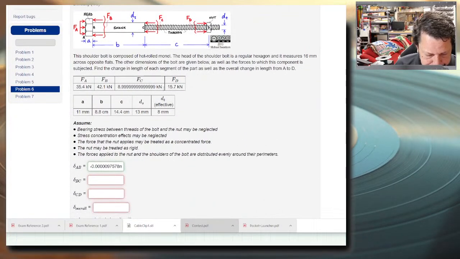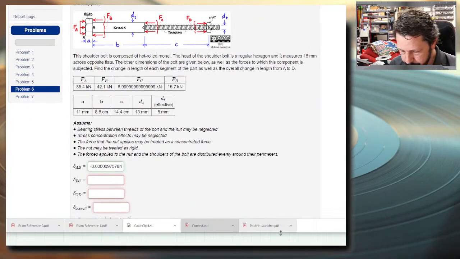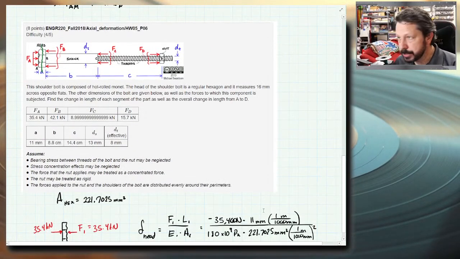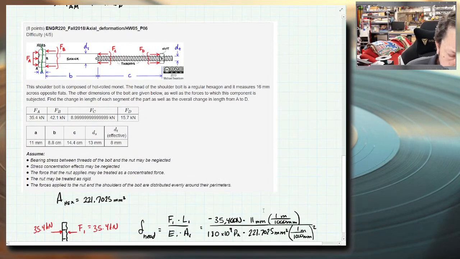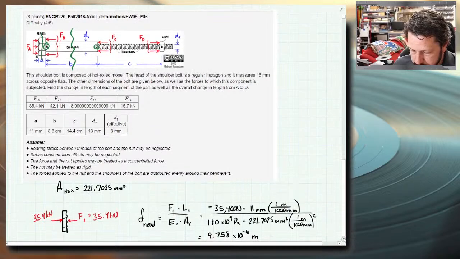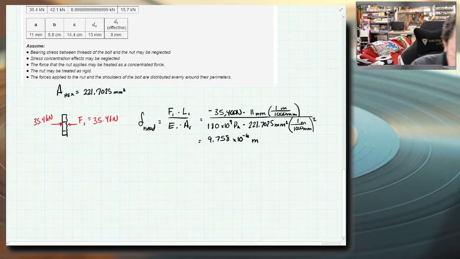Let's do BC. All right. So for BC, we're in the shank part of the bolt now. So I would go in the middle of section BC. So here's B and here's C. I'd go in the middle of it and cut the bolt open there and draw that free body diagram.